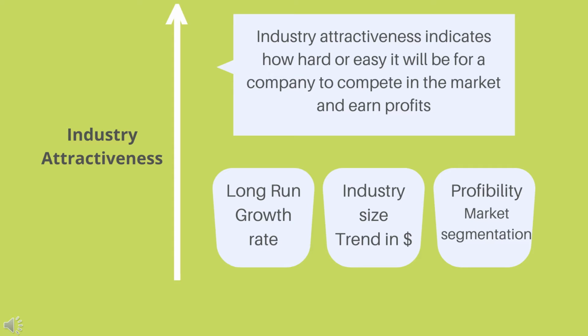Industry attractiveness. The industry attractiveness indicates how hard or easy it will be for a company to compete in the market and earn profits. The more profitable the industry is, the more attractive it becomes. There is no defined list of factors that should be included to determine industry attractiveness, but the following are the most common: long-run growth rate, industry size, trending money, and market segmentation.